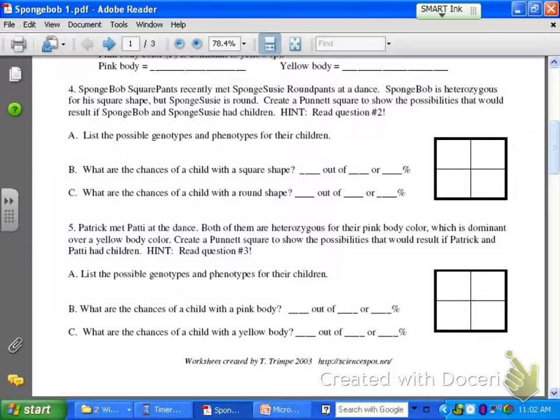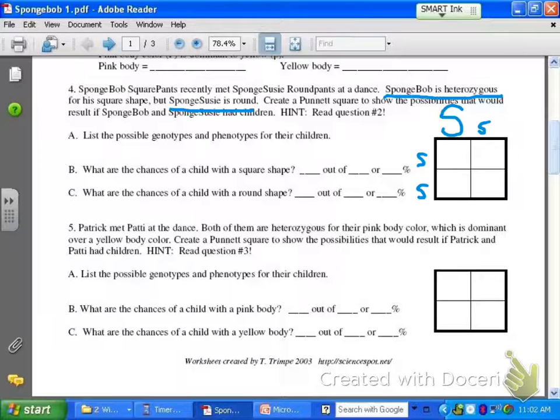Looking at number 2 real quick. Square is dominant. Okay, now we're going to underline the important facts about the parents. SpongeBob is what? Heterozygous. And Sponge Susie is round, so I've underlined those. If SpongeBob is heterozygous, what's his genotype? Michael? Big S, little s. It doesn't matter which side we put him on. I'm just going to put him on the top of that Punnett square. Notice I'm making it obvious the difference between big and little. If Sponge Susie is round, what is her genotype? Little s, little s. Steven, you're on a roll today. That's good.